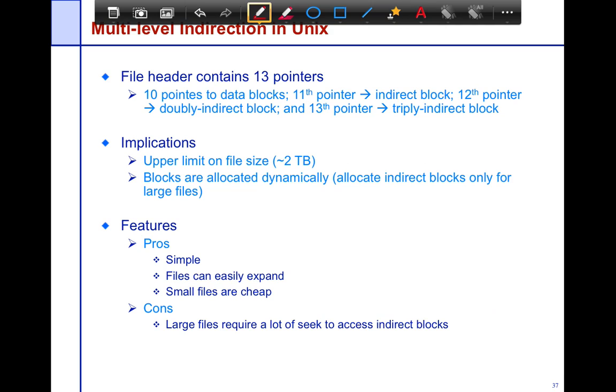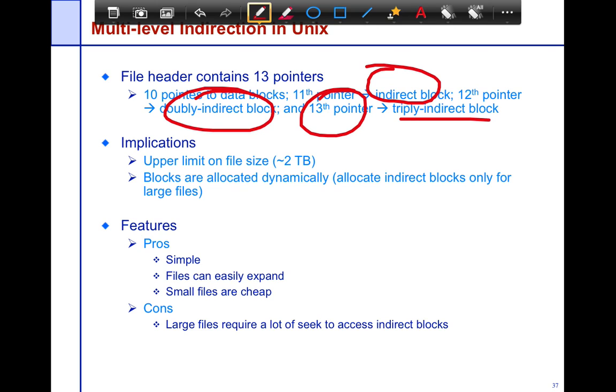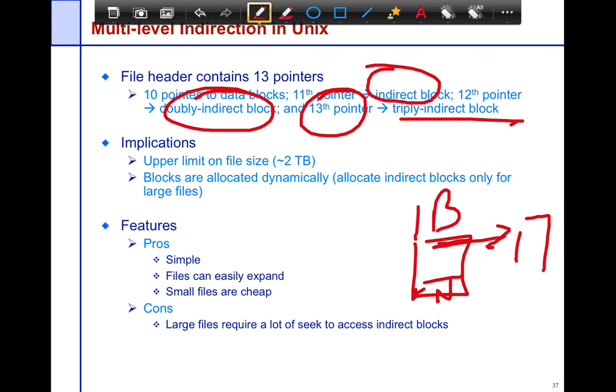So what Unix does is multi-level indirection. The file header contains 13 pointers. 10 point to the data blocks, the 11th points to one level of indirection, the 12th points to a doubly indirect level, and the 13th points to a triple indirect level. So you can see the reason for the following. For one, this allows transparent expansion from small to big files. If you have a file that fits within 10 blocks, then you don't have any pointer indirection whatsoever, because the first 10 pointers can store all the data block addresses. The 11th, the indirect block, is null, and all the other pointers are just null. So it directly points to the data blocks, right?